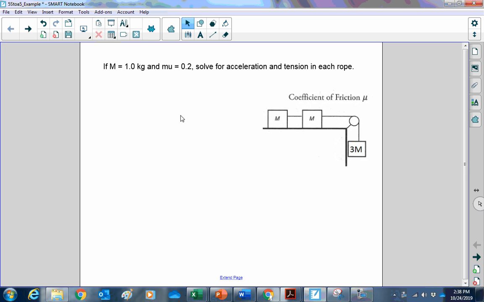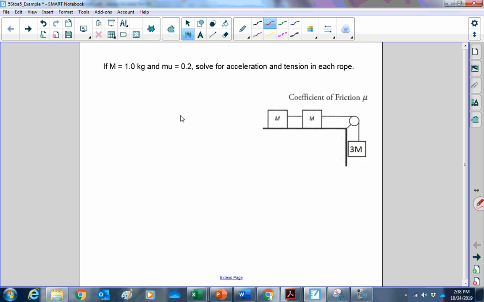This is an example of a problem similar to the problems on the 5 Steps to a 5 extra drills questions that relate to Atwood machines. This is one that has friction. It's giving us the mass, this variable m equals 1 kilogram, and the coefficient of kinetic friction is 0.2, and it's asking for the acceleration of the system and then the tension in each rope. In this case, we have 2 ropes to worry about.